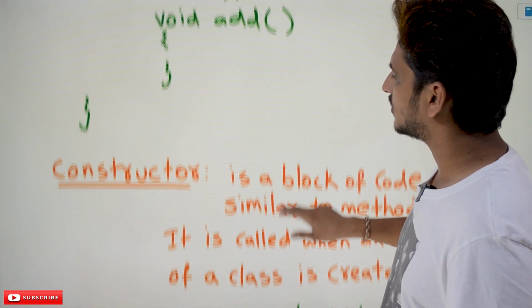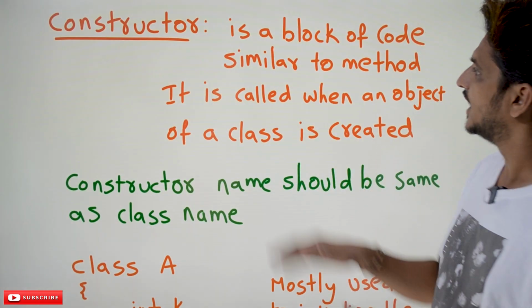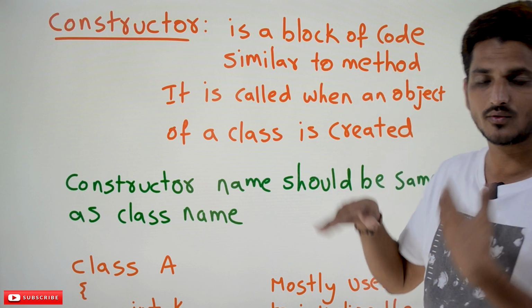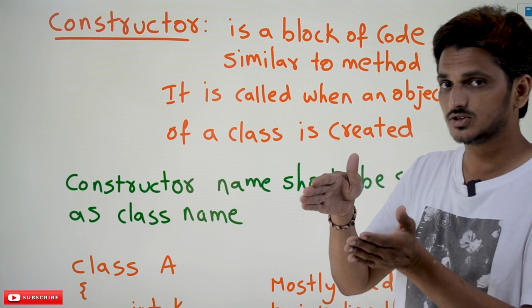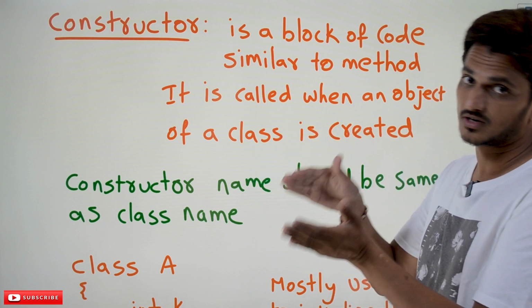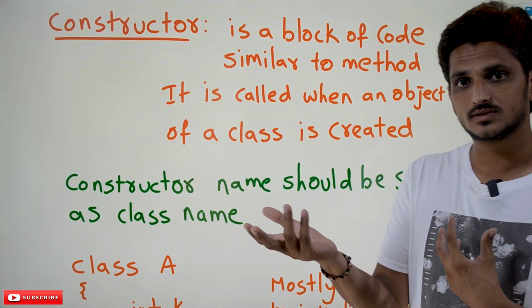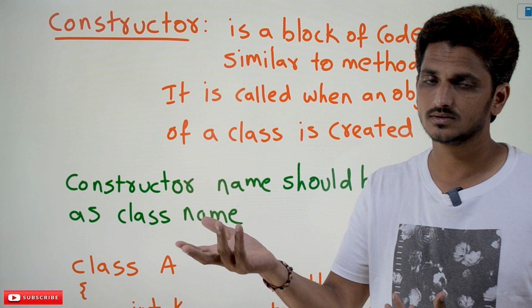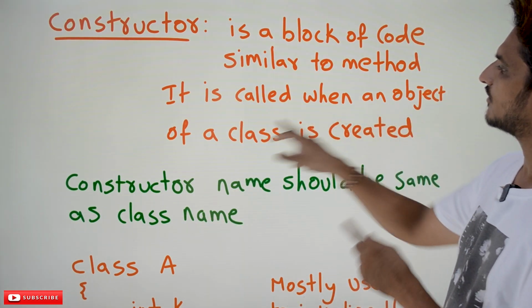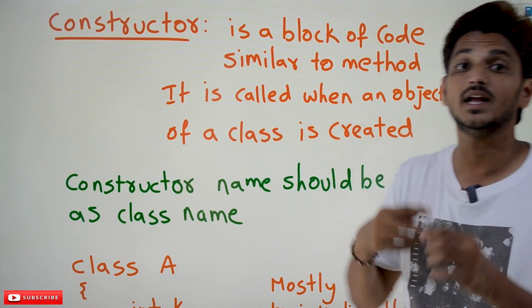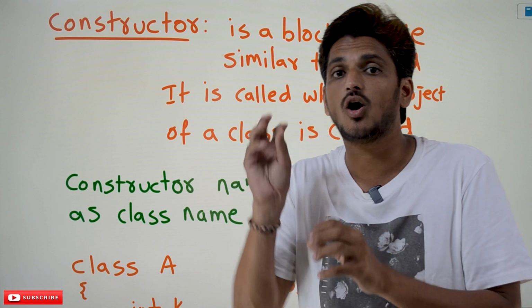Now coming to the constructor concept, a constructor is a block of code, similar to a method. The way we write a method, similarly we will write constructors also. A method has a block of code, and similarly a constructor has a block of code. We call methods whenever we need them. Similarly, a constructor is called when an object of a class is created. Whenever we are creating objects, constructors are called at that time.